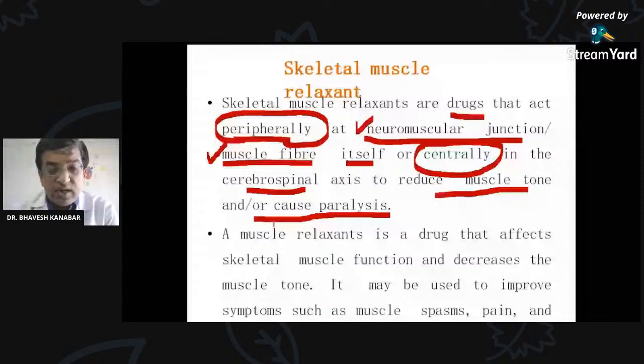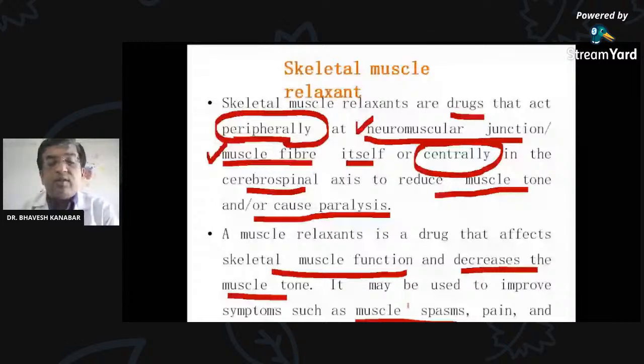So muscle relaxant drugs can affect the skeletal muscle function and decrease the muscle tone. So primarily they decrease muscle tone and may be used to improve symptoms such as muscle spasm. They are used in case of muscle spasm, pain, as well as hyperreflexia. So these are the drugs which are used for the relief of muscle spasm, pain, and hyperreflexia.